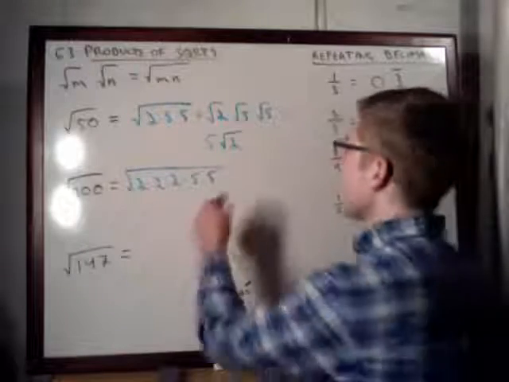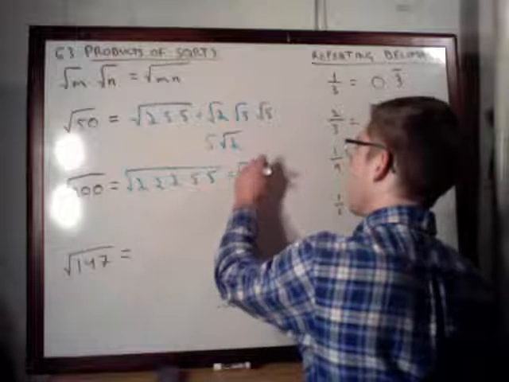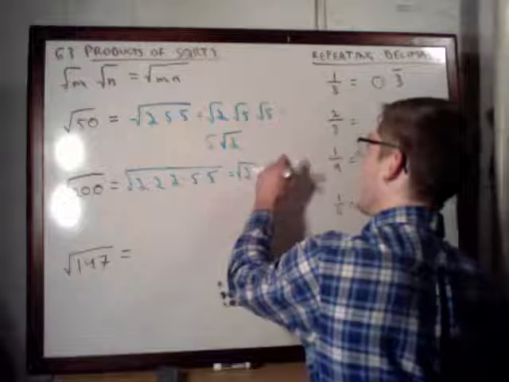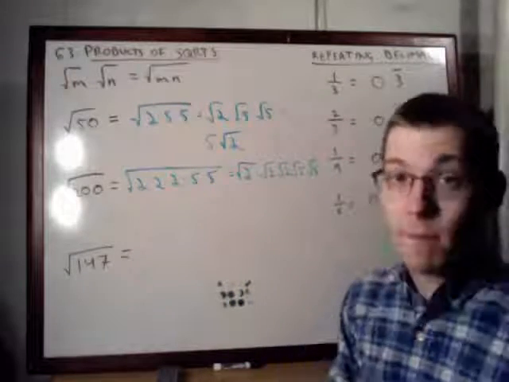So we can rewrite this as the product of all of these numbers, individual square roots. So 3 times square root of 2, and then 2 square roots of 5 multiplied together.